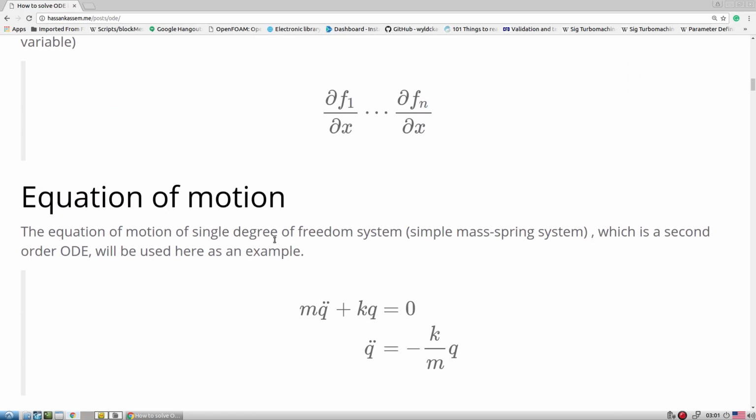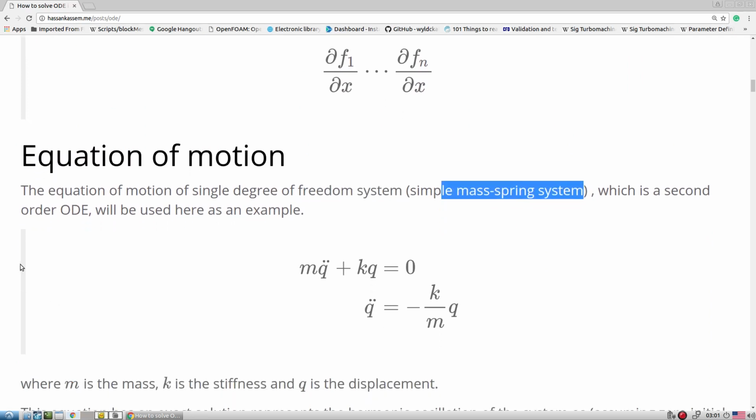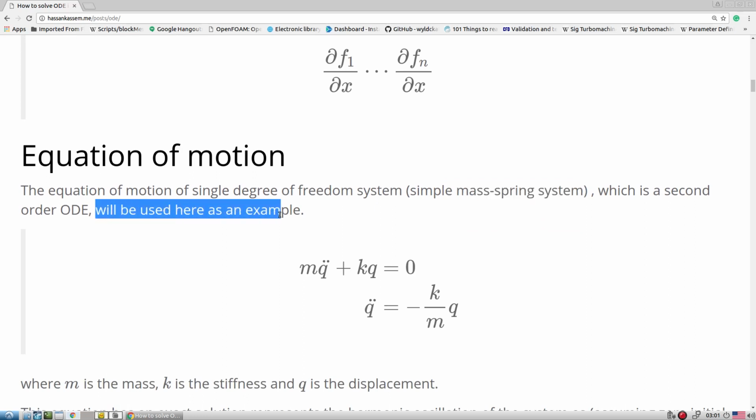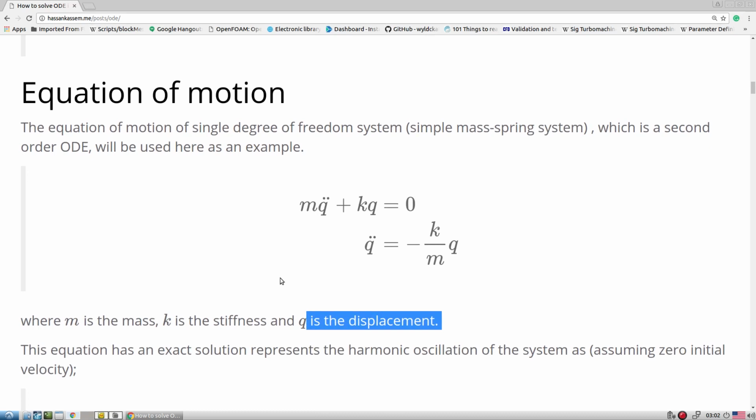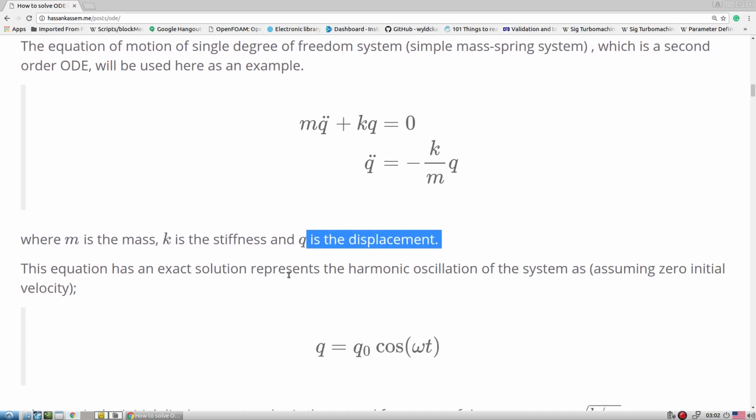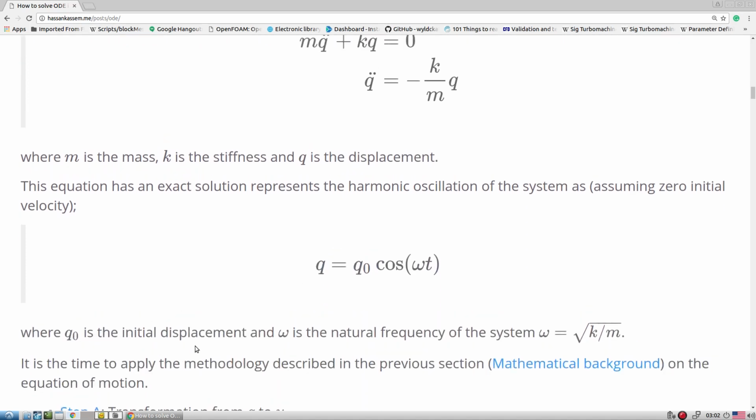They explain the equation of motion of a single degree of freedom system, a simple spring mass system, which is a second order ODE used here. So m del square q by del x square plus kq equal to 0. So q double dot equals minus k by m into q, where m is the mass, k is the stiffness, and q is the displacement. The equation has an exact solution as a harmonic series, so we know the exact solution of it, with q0 the initial displacement and omega the natural frequency.